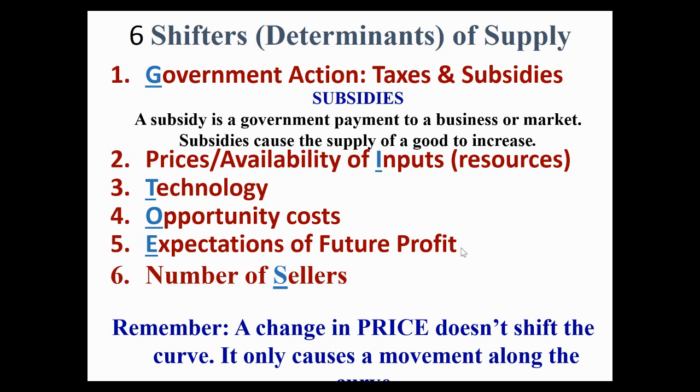And then the number of sellers that are in the market. So I'm going to go through and show each one of these. So I use the acronym GI-TOES, GI-TOES. So we're going to do G here first, which is government involvement.